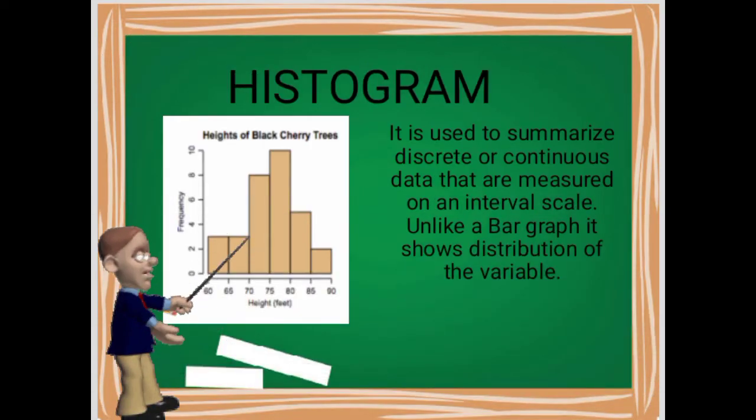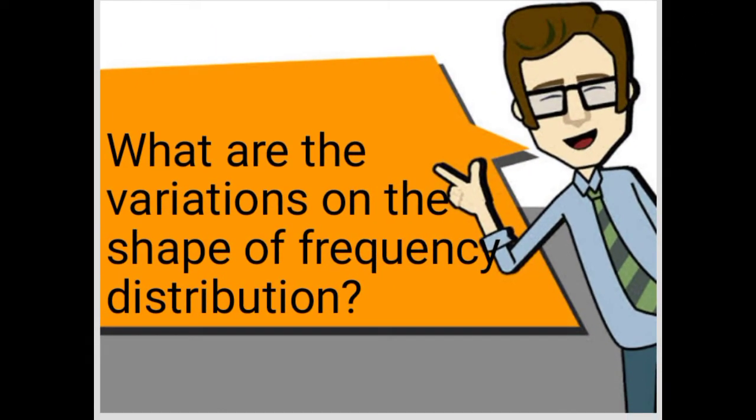And then the histogram. This is used to summarize discrete and continuous data that are measured on an interval scale. The y-axis represents the count or percentage of occurrence in the data for each column and can be used to visualize data distribution. And now let's move on to frequency distribution.